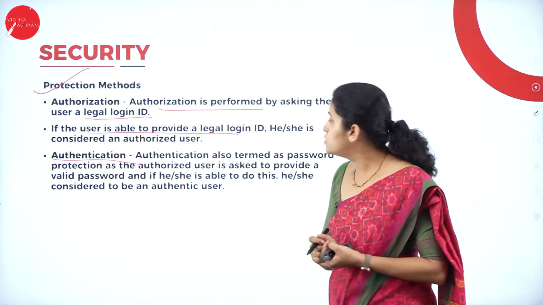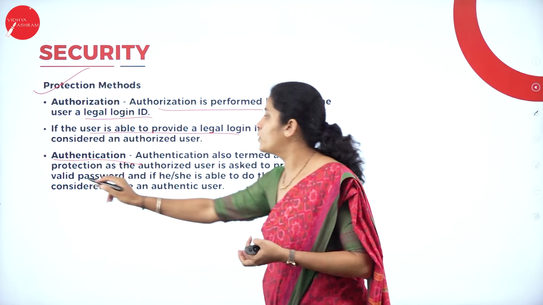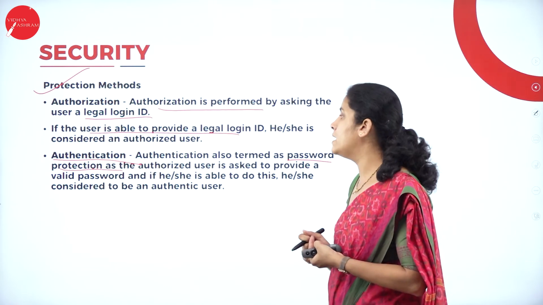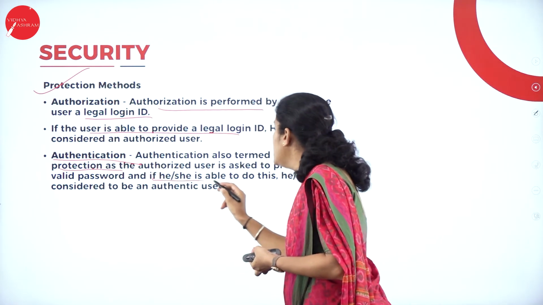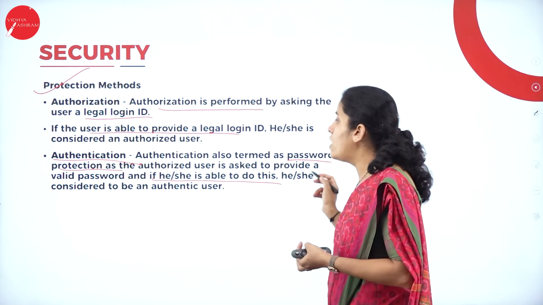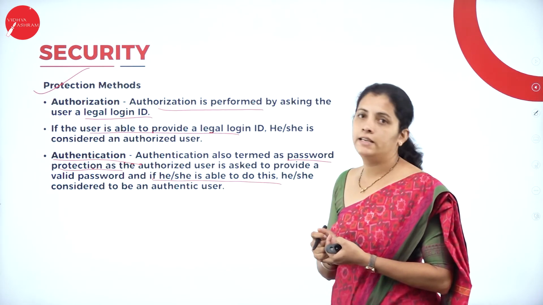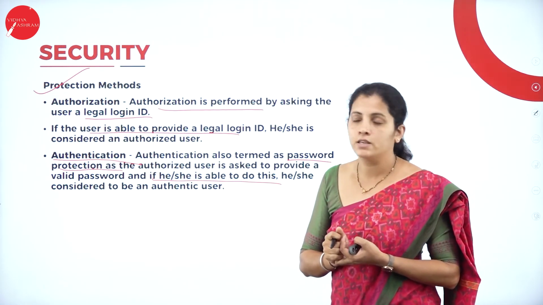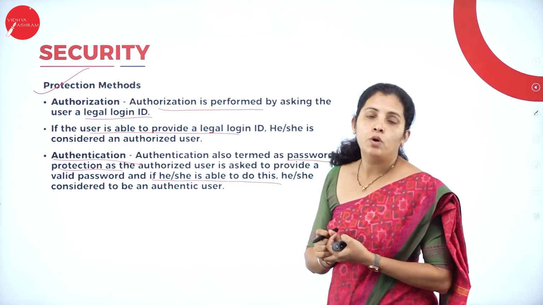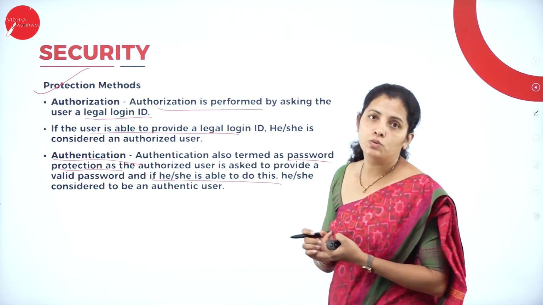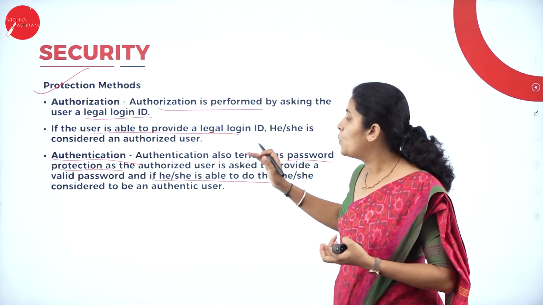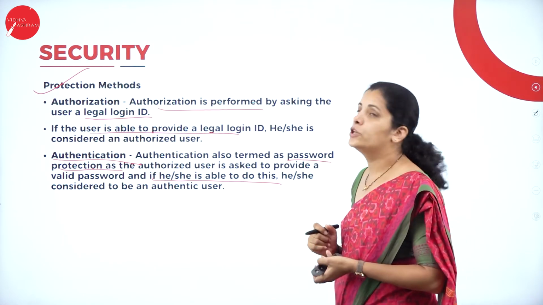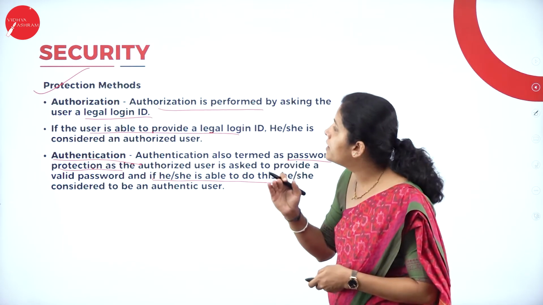Authentication is also termed as password protection, as the authorized user is asked to provide the valid password. If he or she is able to do this, he or she is considered an authentic user. That means the authentication is achieved through the password. So while logging in, you have to provide the correct username as well as password. Once it is verified and you are the authenticated user, then you can proceed further.